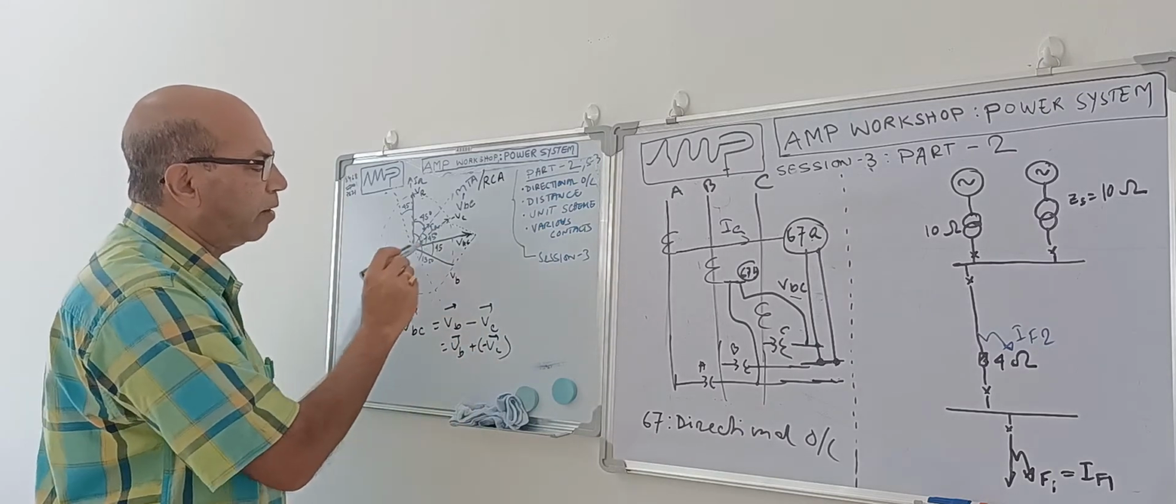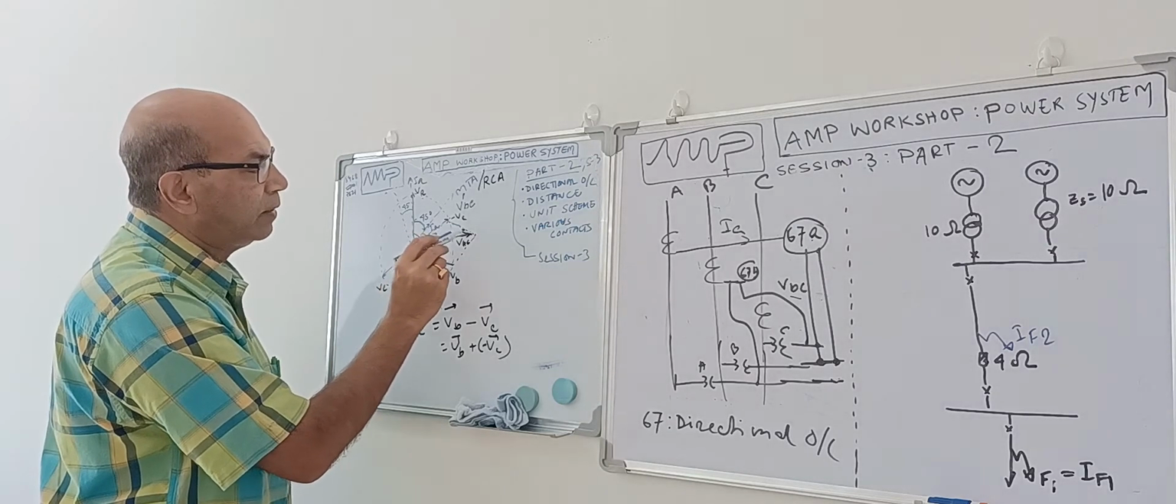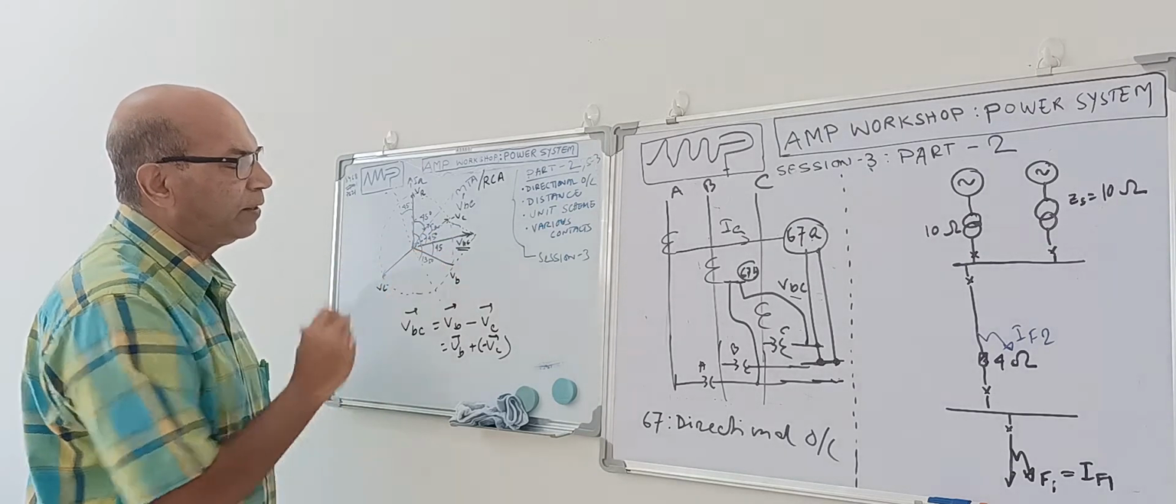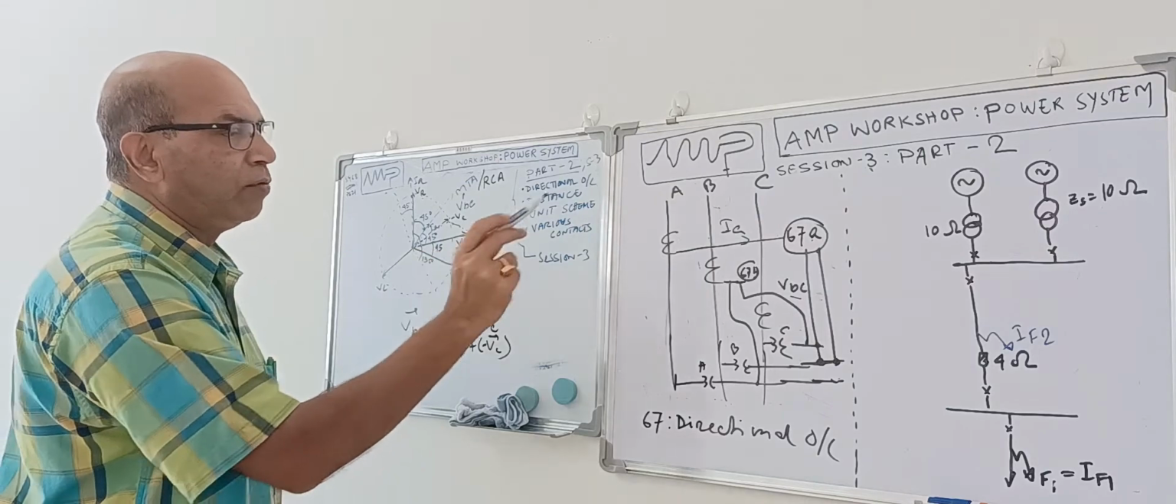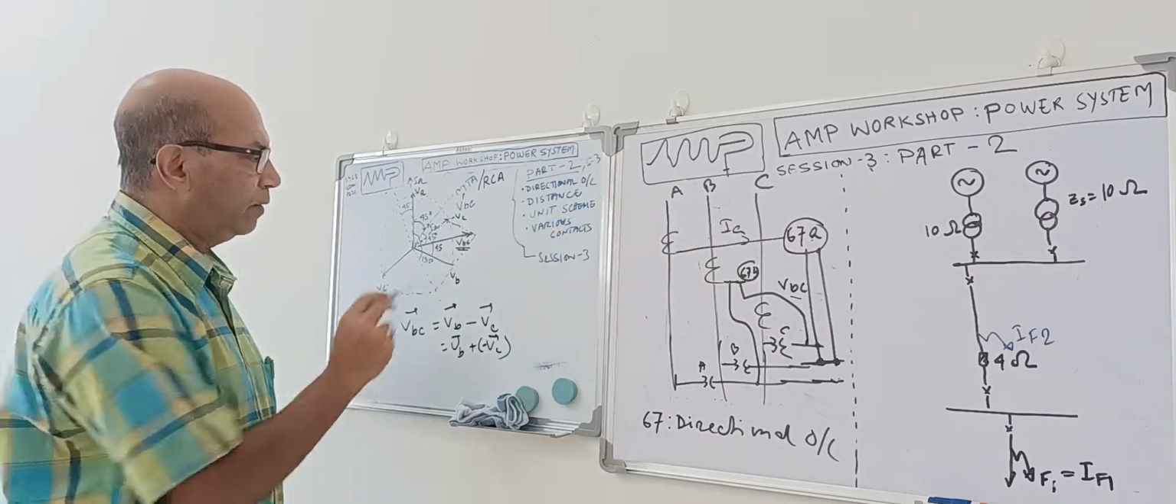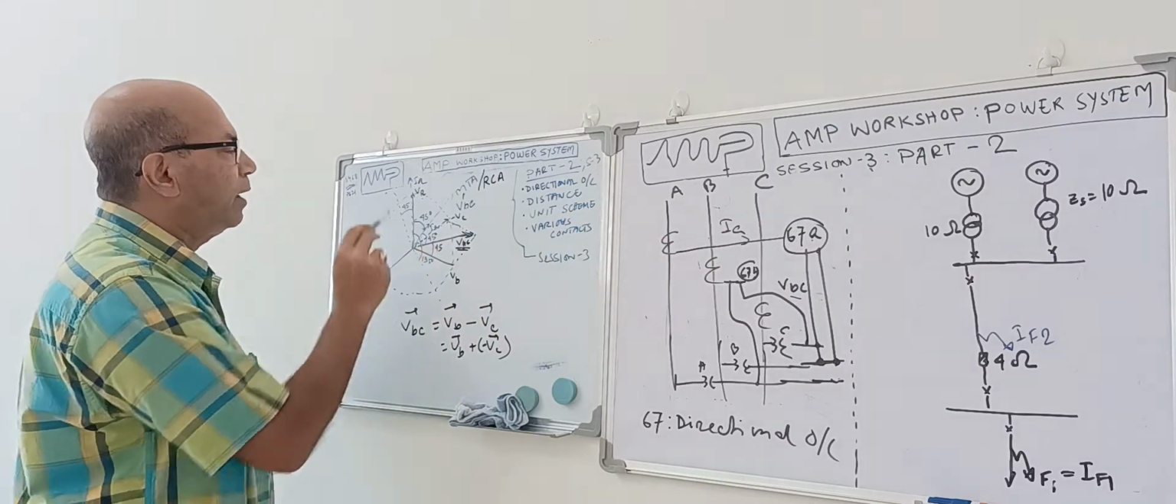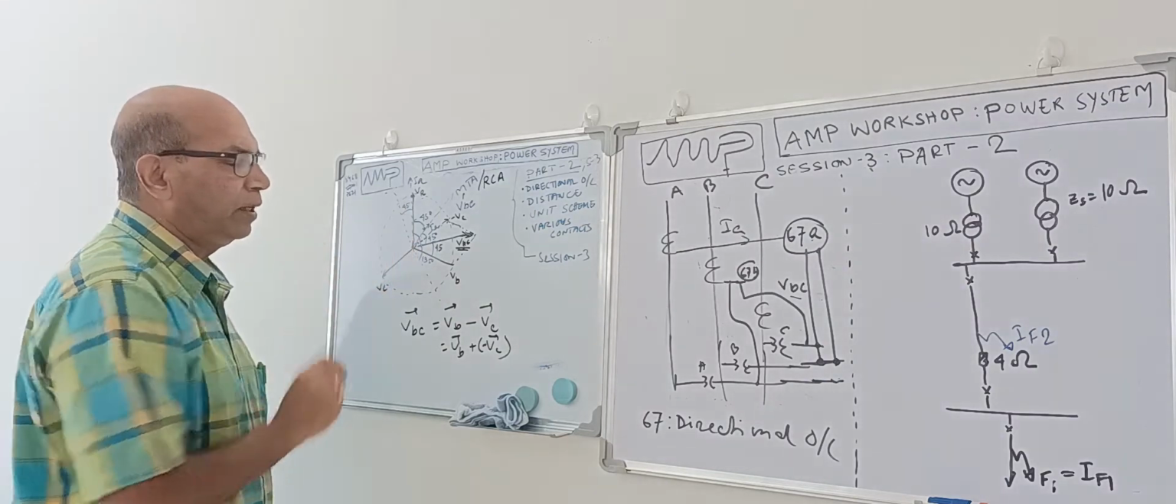That means I make a parallelogram with the VB and minus VC. This is a parallelogram, so this is a VBC. So this VBC voltage we are giving to the relay, okay? That means this is the voltage we are giving and this is the current we are giving to the relay.